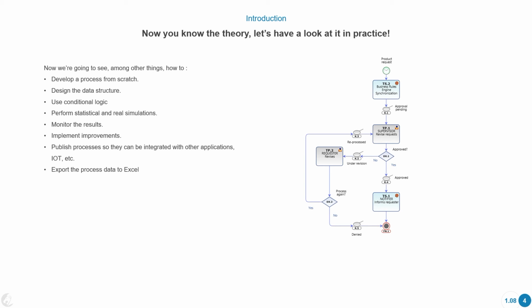Once we've got everything up and running, we're going to change a few things to improve our processes. We're also going to publish the processes so that they can be integrated with other applications. And we're going to export the process to Excel. Obviously, this tool allows us to do much more, but since we want to keep it simple, keep it short, and have a video that doesn't take longer than an hour, we're going to keep to these features that we just mentioned. And in the next courses, you're going to be able to see a lot more.